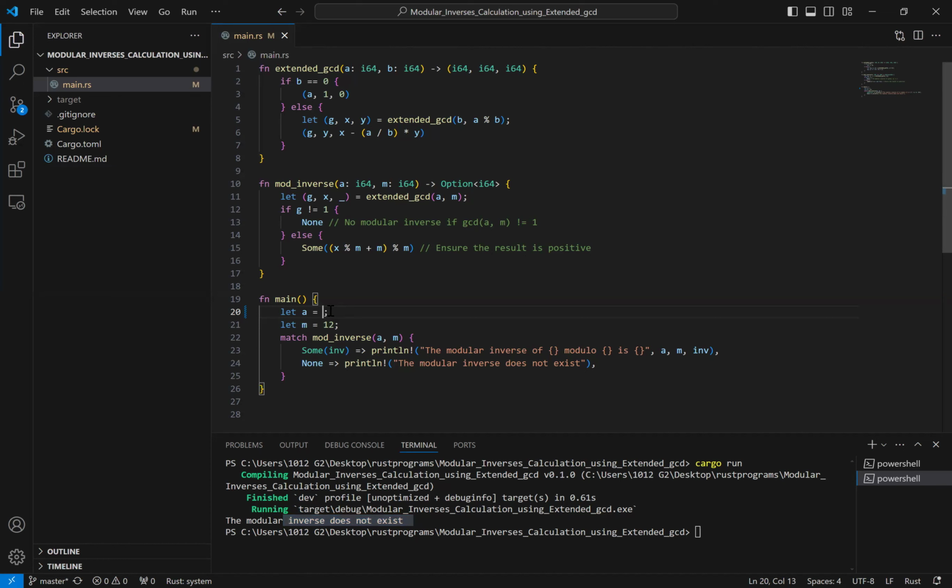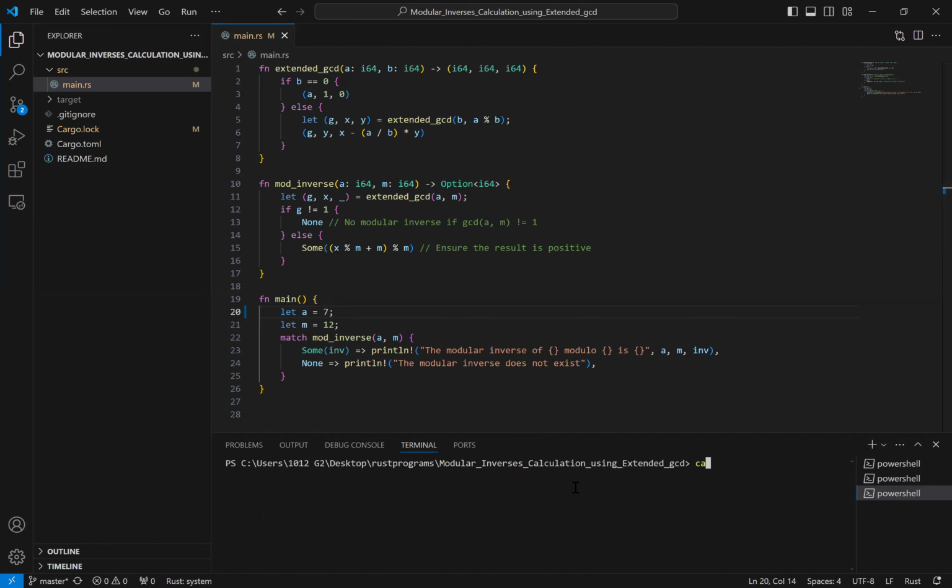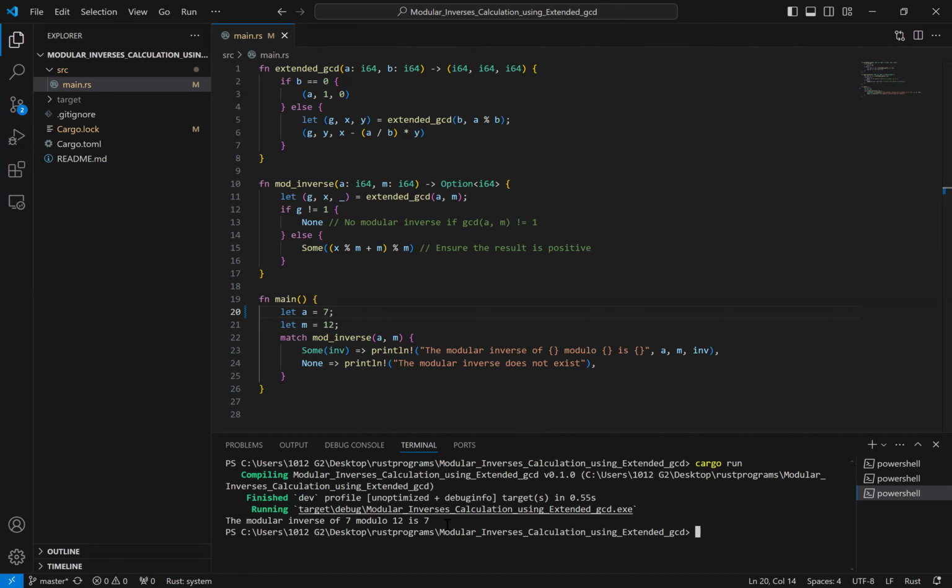Now, 7 is relatively prime to 12. Let's find the inverse; that one it must give us. It tells us the inverse of 7 will be 7 mod 12. Now, we can increase these numbers. Of course, when we increase and find that it's going beyond the range, we can always change our i64 to i128. And again, if we go beyond that, you can still change that to BigUint.